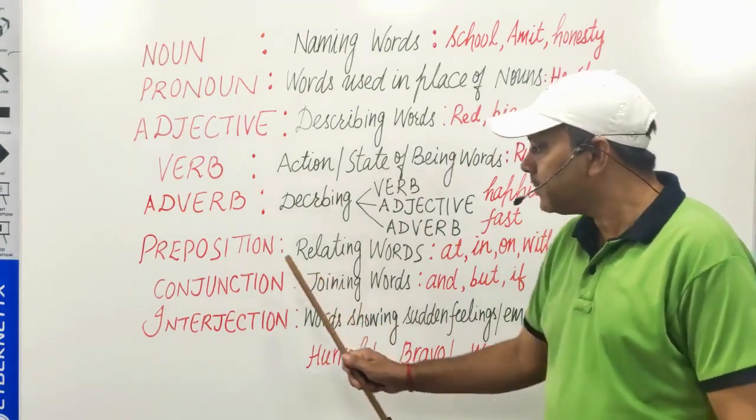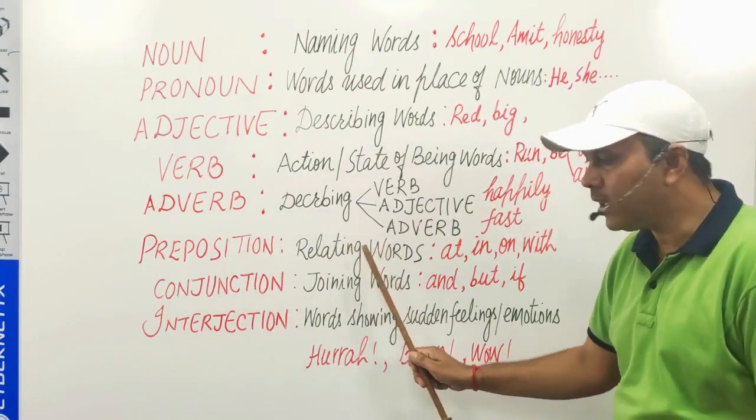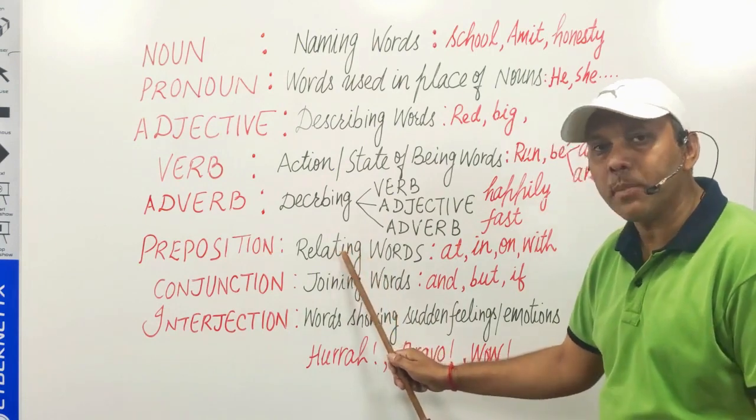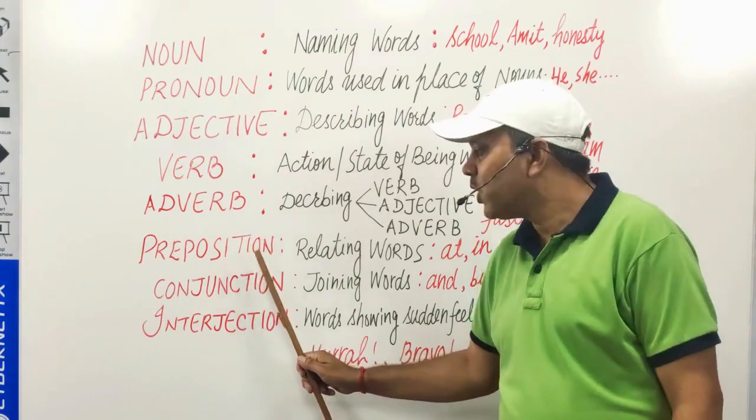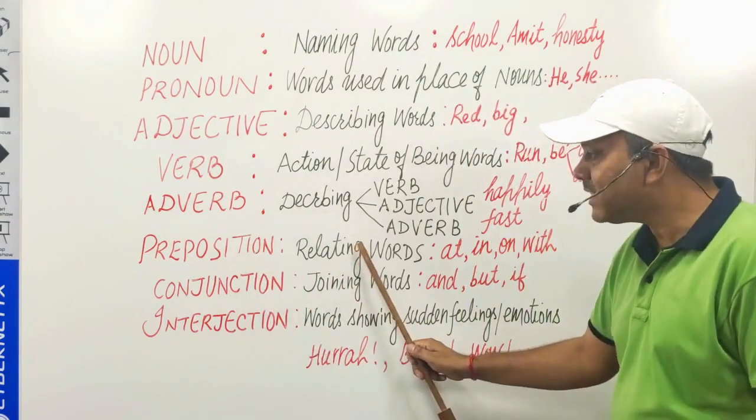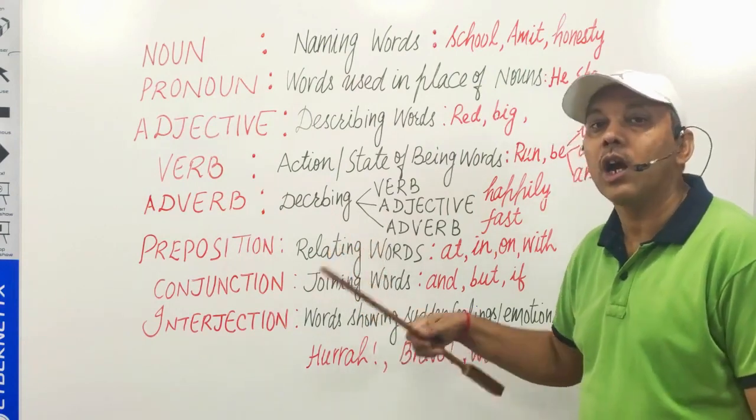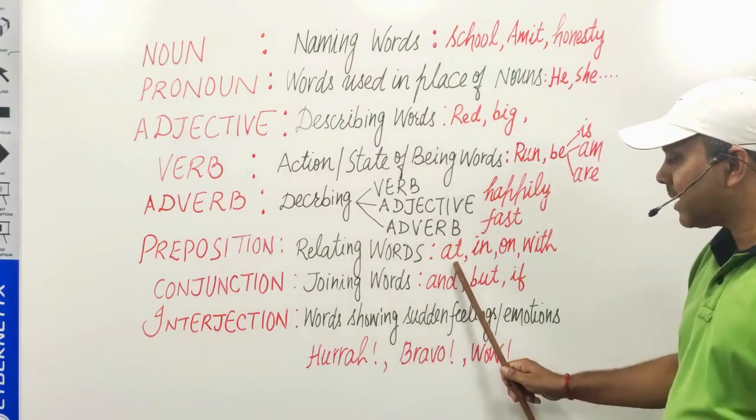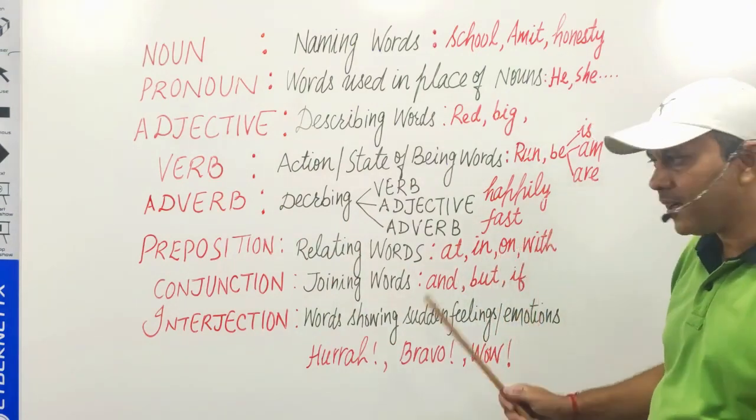Preposition. Prepositions are known as relating words. What do they relate? They relate the noun or pronoun before which the preposition has been used with the other words in a sentence. They tell the relation of nouns and pronouns in a sentence with other words. For example, at, in, on, with, etc.